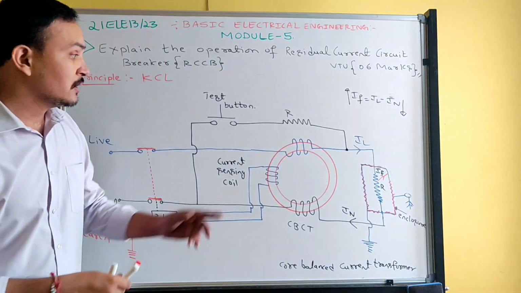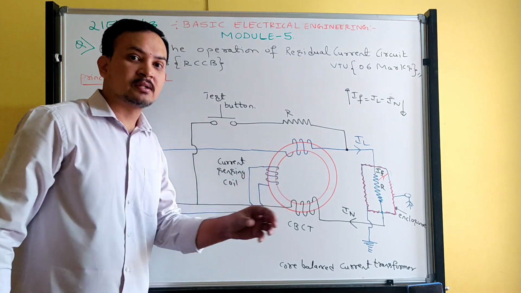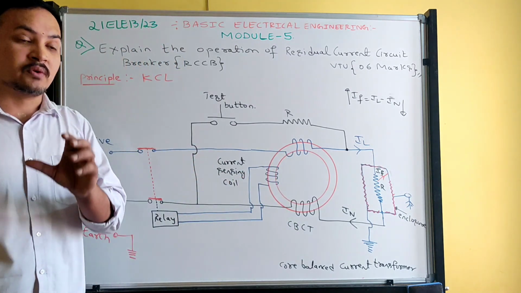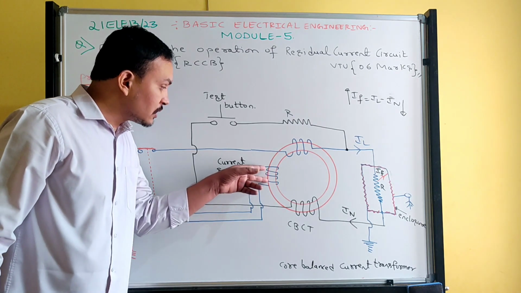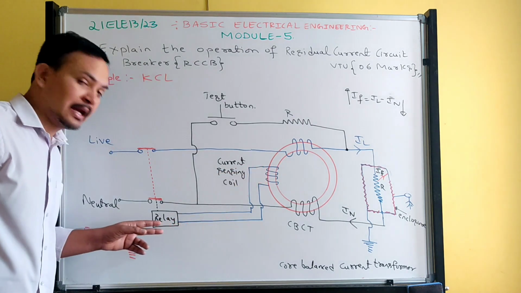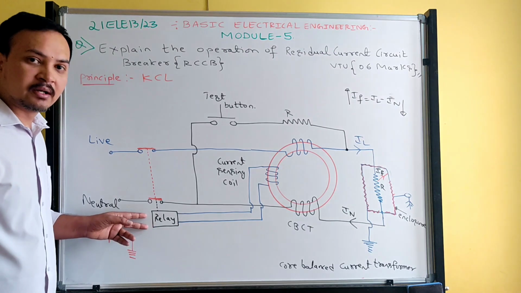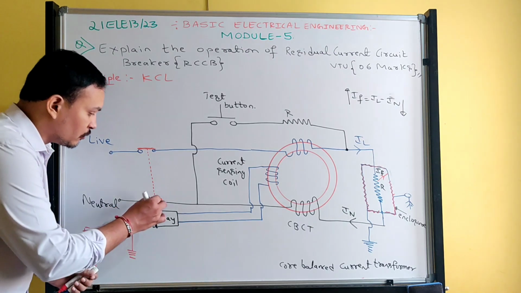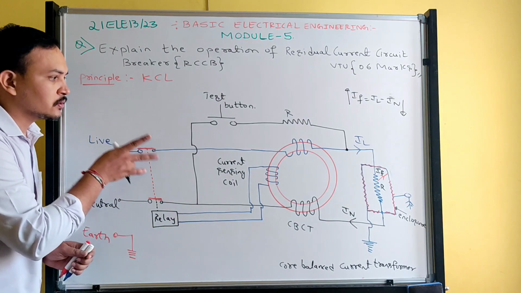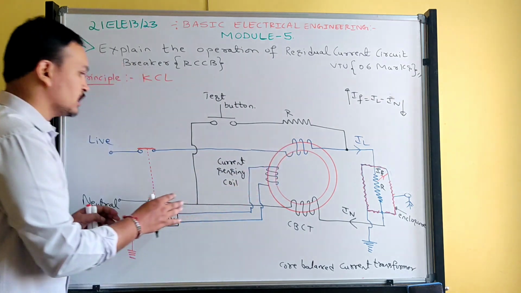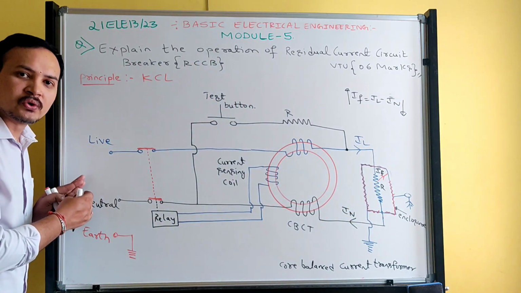Then there is a difference between the two coils. That difference energizes the current sensing coil, which is connected to the relay. The relay gets activated. Once the relay is activated, it opens the contacts. So under such a fault, your entire equipment is protected from the source.